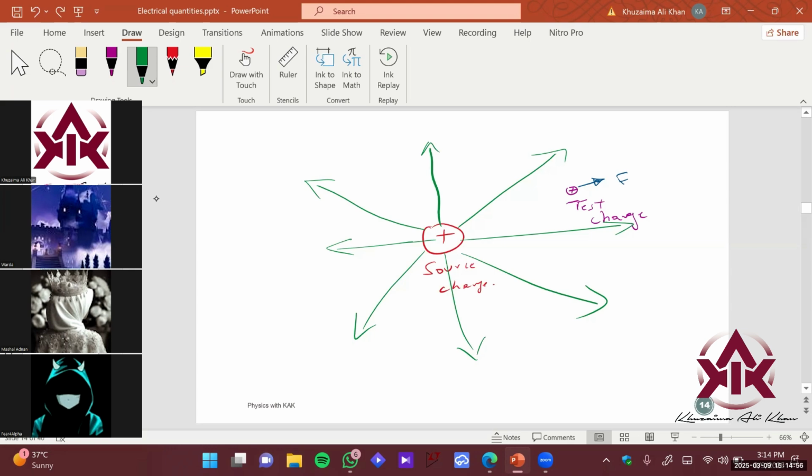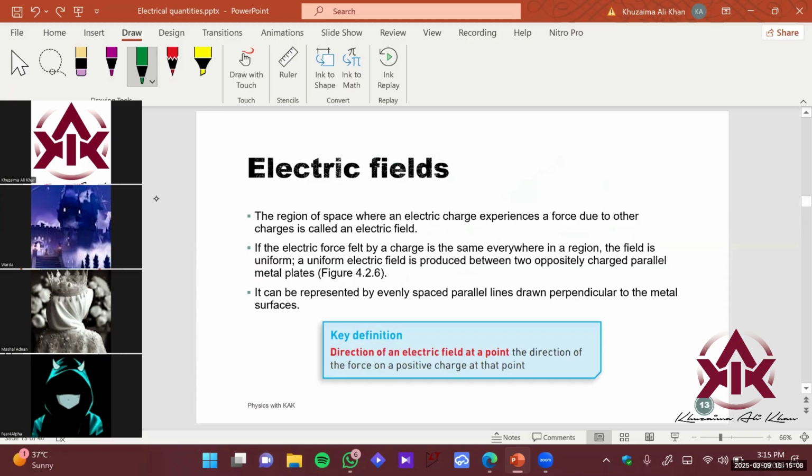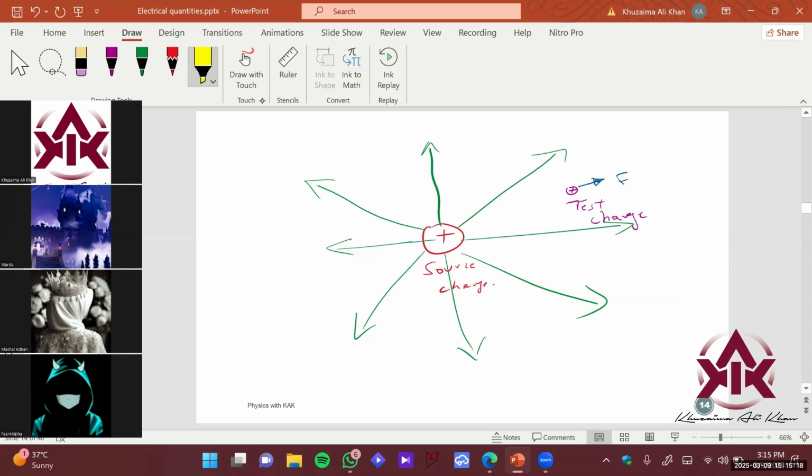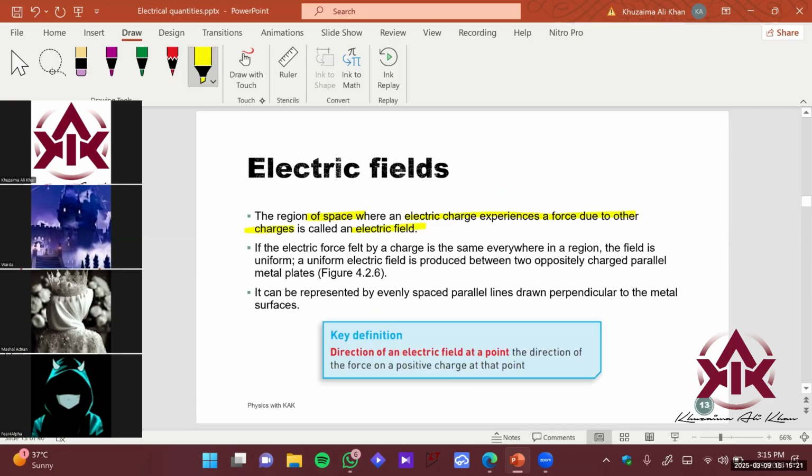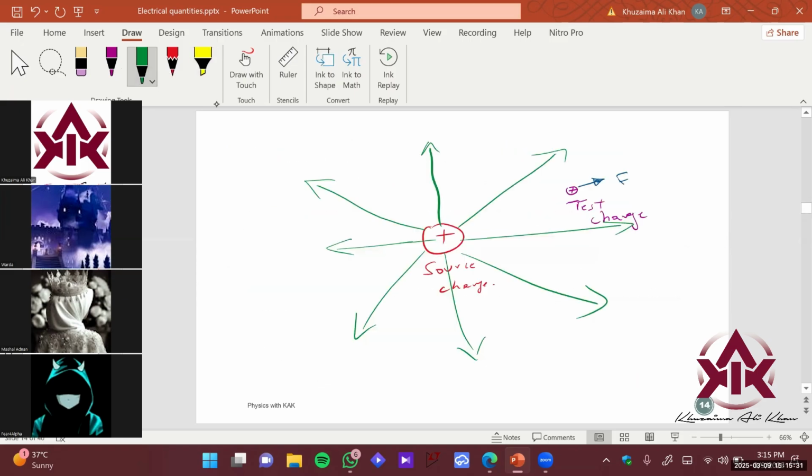So what is an electric field? An electric field is a region around a charge where another charge, if placed, basically experiences a force of attraction or repulsion, right? This is the summary which we'll study. So the region of space where an electric charge experiences a force due to another charge is called an electric field. If the electric force felt by a charge is the same everywhere in a region, the field is called uniform, right?